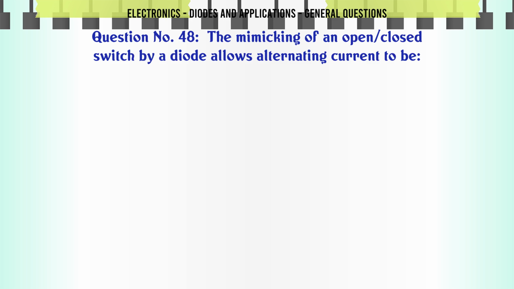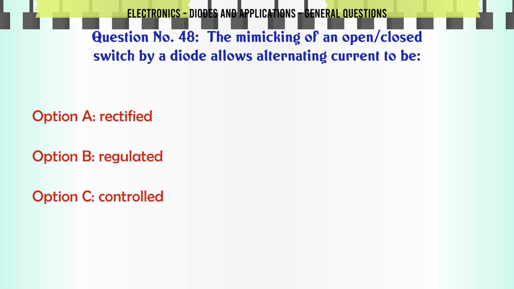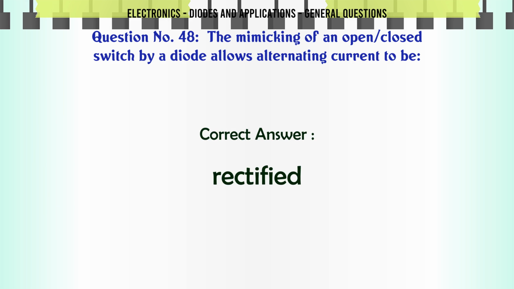The mimicking of an open-closed switch by a diode allows alternating current to be: A. Rectified. B. Regulated. C. Controlled. D. Attenuated. The correct answer is rectified.